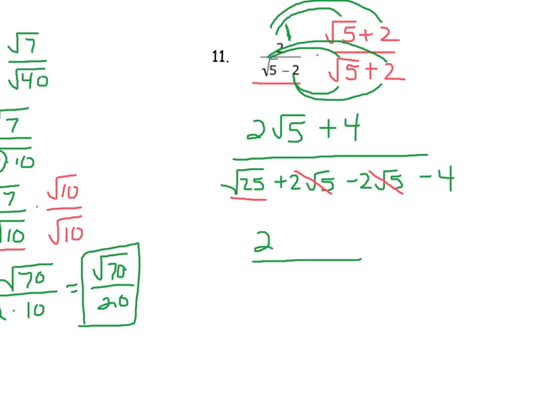Numerator has to be left as 2 radical 5 plus 4, and the denominator we're left with 5 minus 4, which lets us finally just rewrite the answer as 2 radical 5 plus 4 over 1, or just 2 radical 5 plus 4.